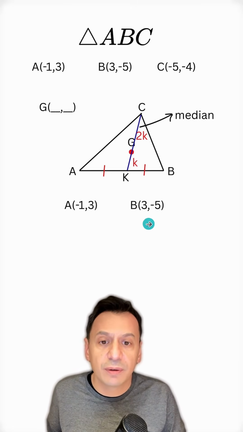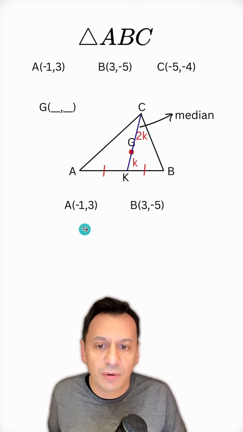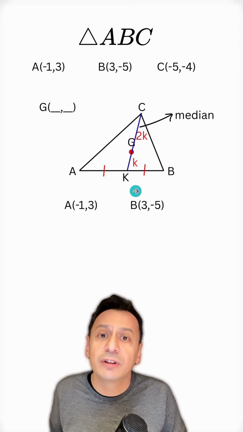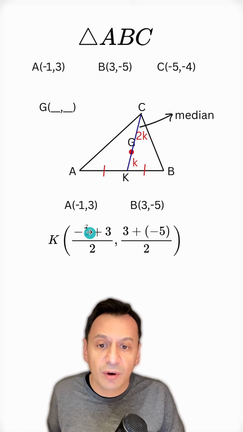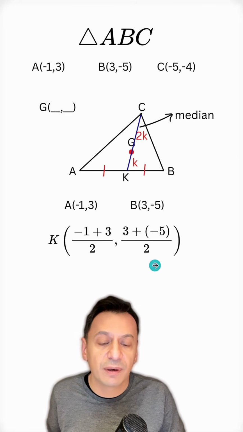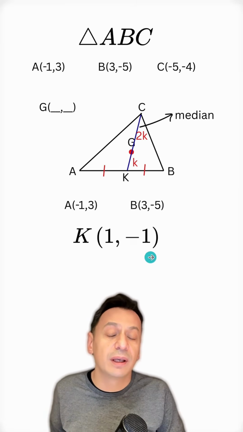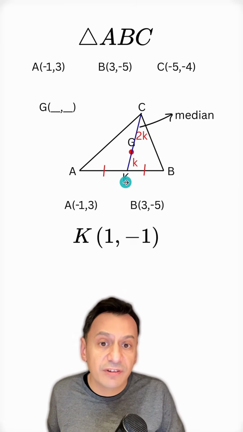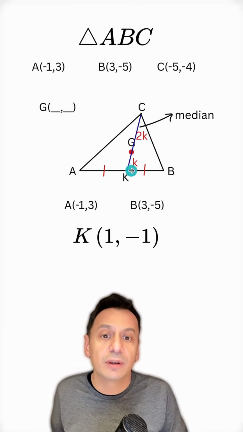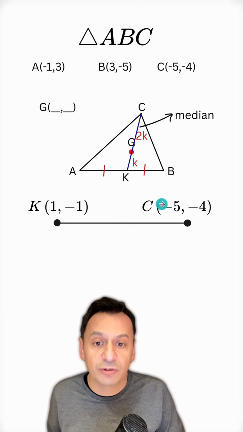This means the following. If I find the midpoint of the line segment AB, which let's do right now, the average of the abscissas and the average of the ordinates will give the abscissa and ordinate of point K. Look, I added -1 and 3, then divided by 2. I added 3 and -5, then divided by 2. And in this way, I have found the abscissa and ordinate of point K. After finding this, I also know the coordinates of point C. By dividing the line segment here in a ratio of 2 to 1, I will find the coordinates of point G. Let's do that as well.